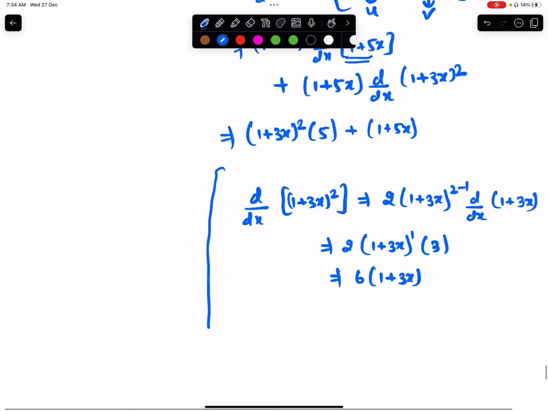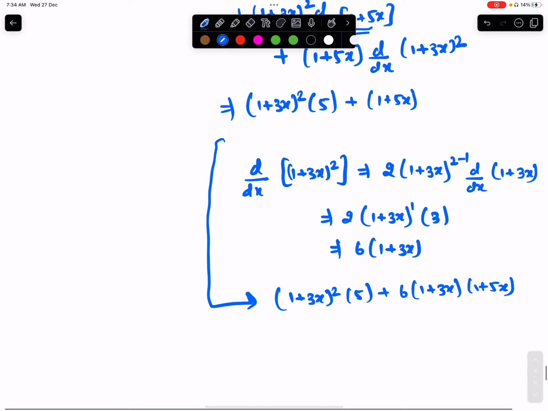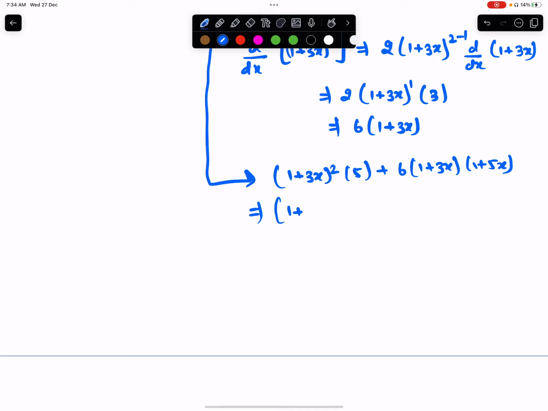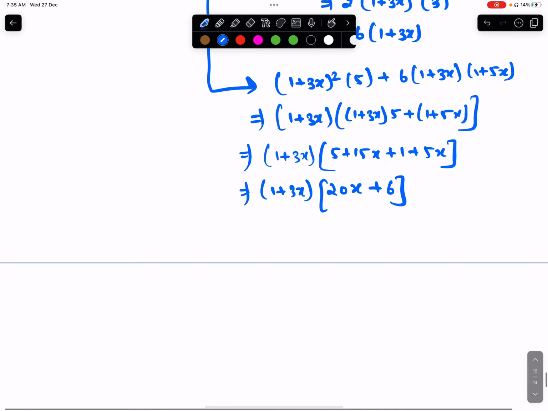So this function will become (1 + 3x)^2 into 5 plus 6 into (1 + 3x) into (1 + 5x). Now what will we do? We will take 1 + 3x as common. So this will be (1 + 3x) into [5(1 + 3x) + 6(1 + 5x)]. That is 5 + 15x + 6 + 30x... this is 20x + 6. So this is our answer.